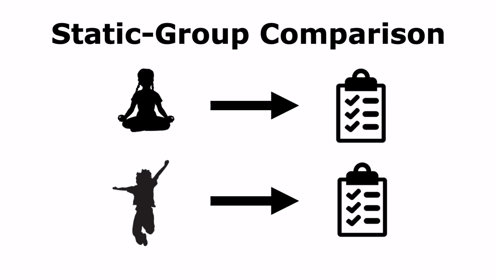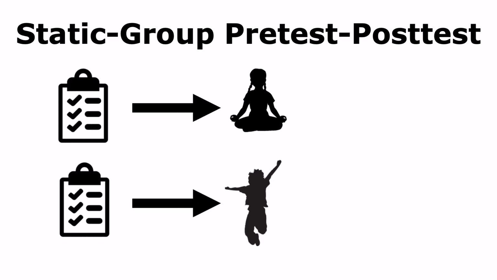So in this case, again, it could be one class gets the mindfulness meditation, the other class, they just run wild. Or it could be one class gets the AI tutoring and the other one doesn't. And then you compare the results based on the same measurement. The static group pre-test post-test design is the same as the static group comparison design, except that both groups are pre-tested.